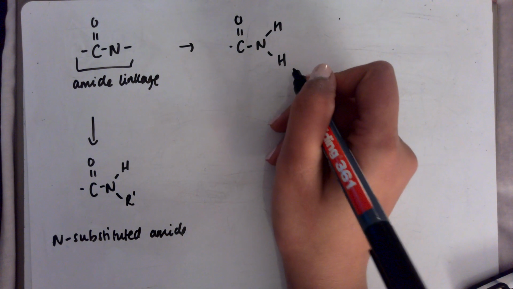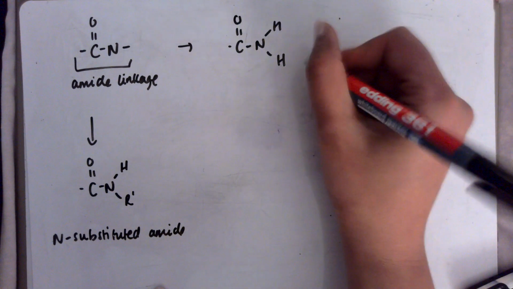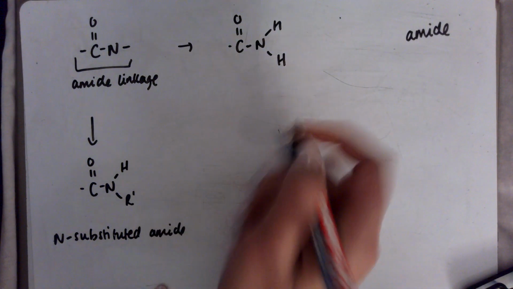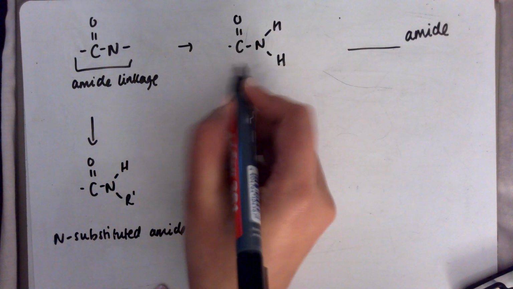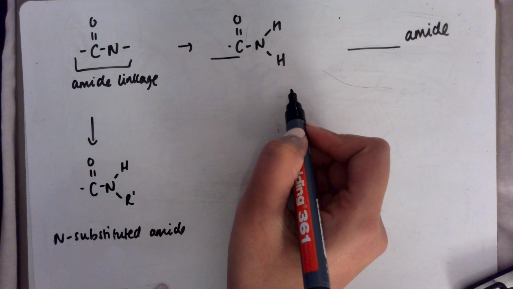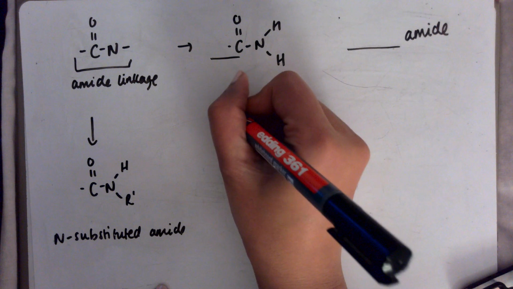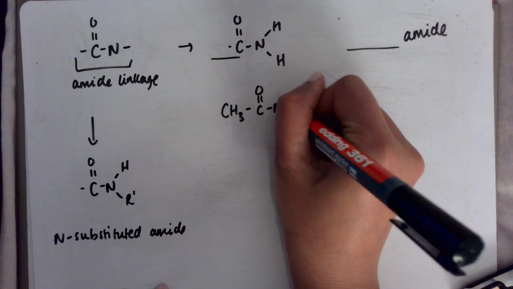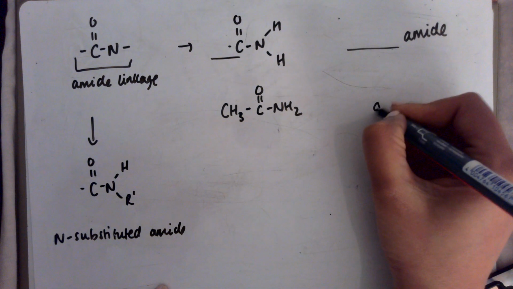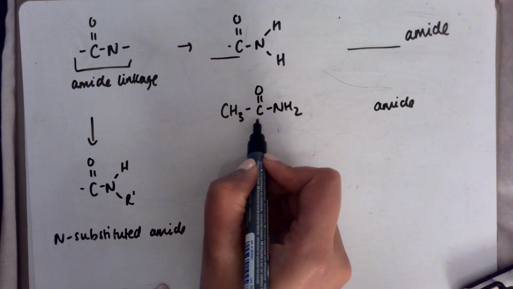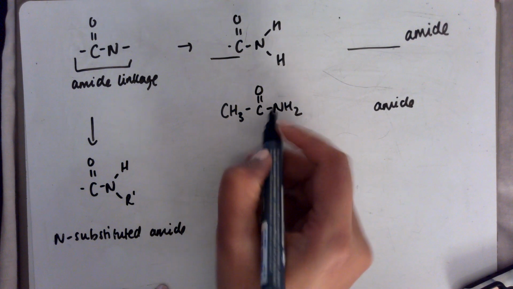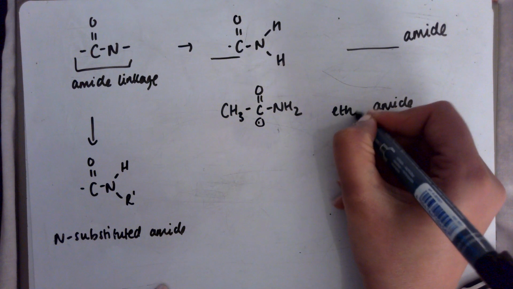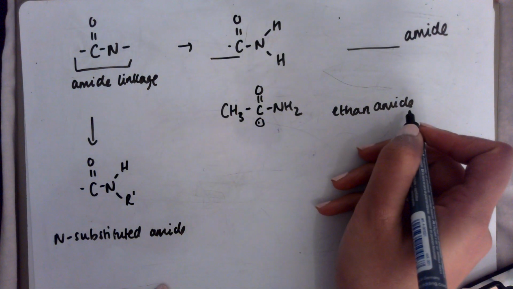Let's have a quick look at naming these, starting with the simple ones first. In essence, when we name an amide, our ending is amide, and the starting part is going to be based on the rest of our CO chain. So if I have a CH3, C double bond O, NH2, I have an amide. I can now look at how many carbons I have, with this being my carbon 1, priority 1, 2, it's ethanamide, all as one word.